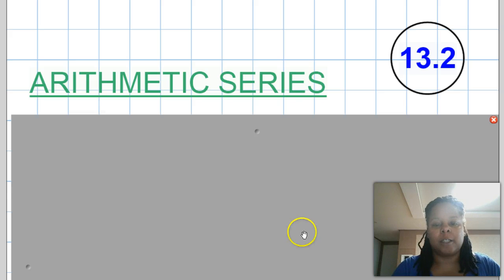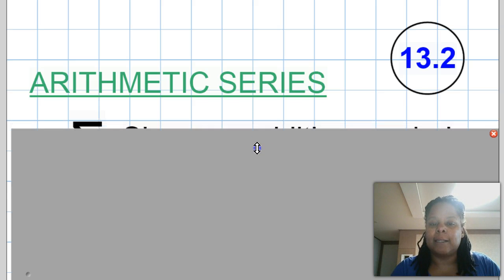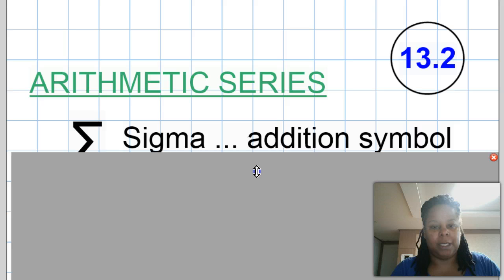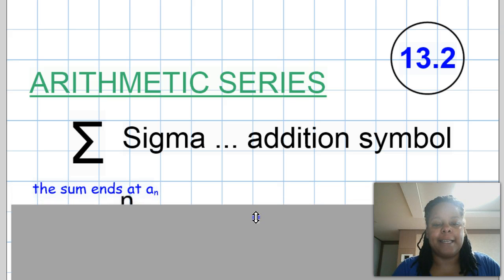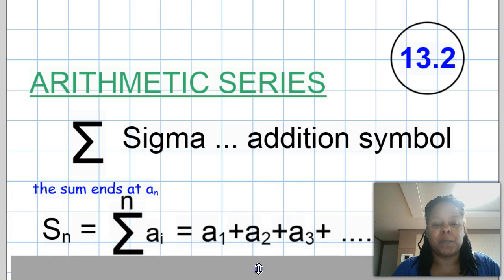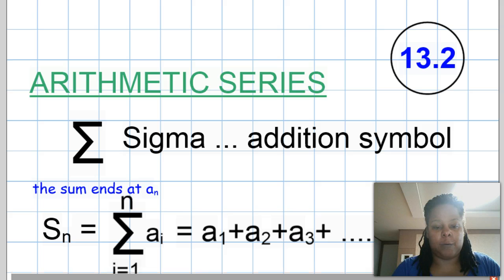Okay. Before we start talking about that, let's take a look at the symbol for sum. The symbol for sum is the Greek capital letter sigma. So it looks like a funny capital E, but that means addition. So whenever you see capital sigma in math, it means the result of adding some things together. Well, what is it that you're adding? You're adding terms of a sequence.